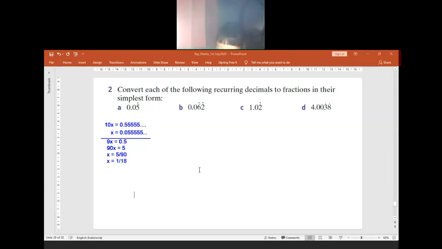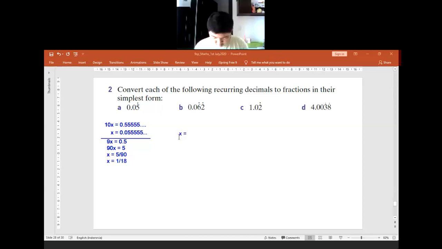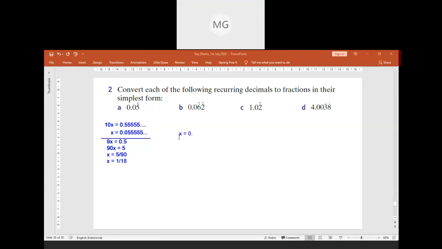No. Okay, now let us continue to question B. The x will be how many in the long decimal? 0.62626. How many digits are repeating? 2. So how many x will it be? 100x. 100x will be equal to what? 62.6262. Where is the decimal place? 62.6262. Is it like this?